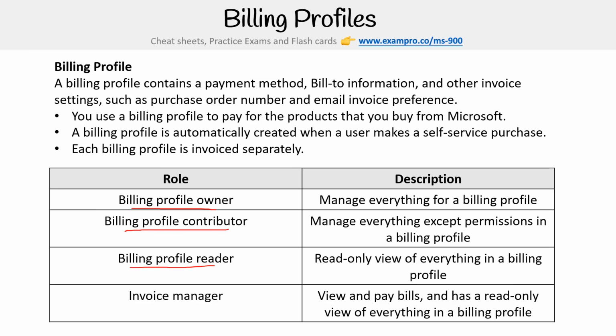The third role is billing profile reader. With this role, you can read-only view of everything in a billing profile. And the last role is invoice manager. This role lets you view and pay bills, and has a read-only view of everything in a billing profile. So those are the billing profiles in Microsoft 365.